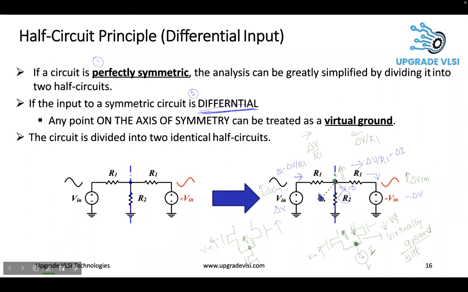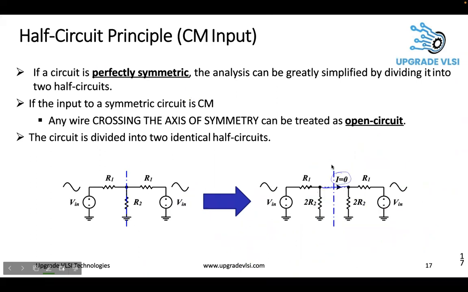So for a differential signal, this acts like a virtual ground, and if you look at symmetric circuits, this will also act like a virtual ground. But in common mode, this node voltage will be pulled up. Similarly here, it will be pulled up. That is the point. The same is explained here.